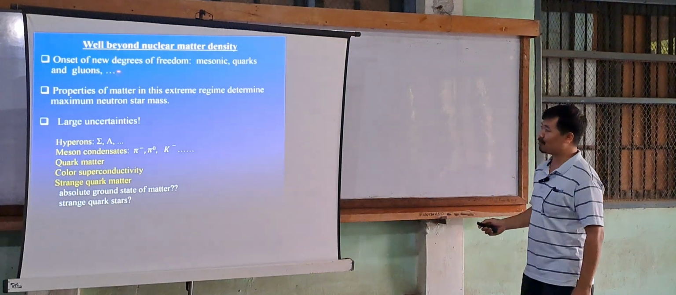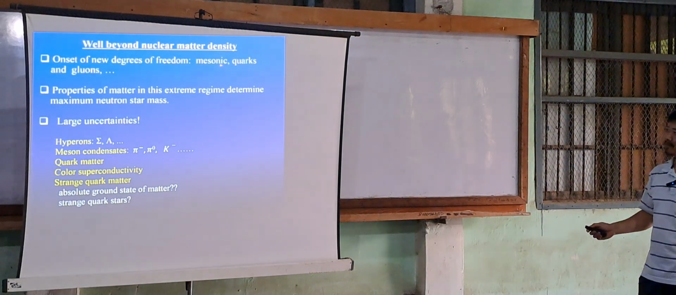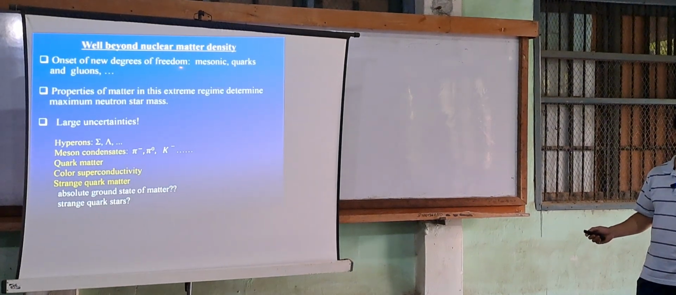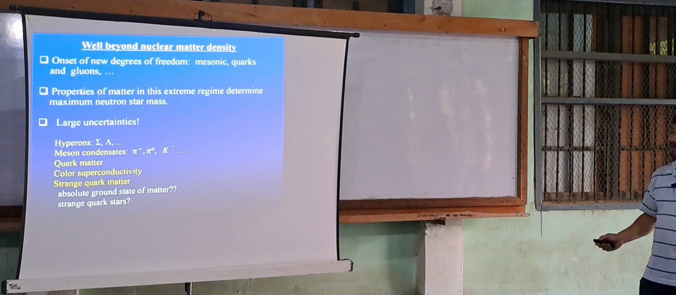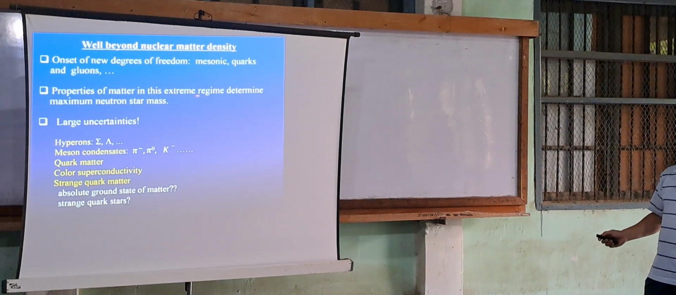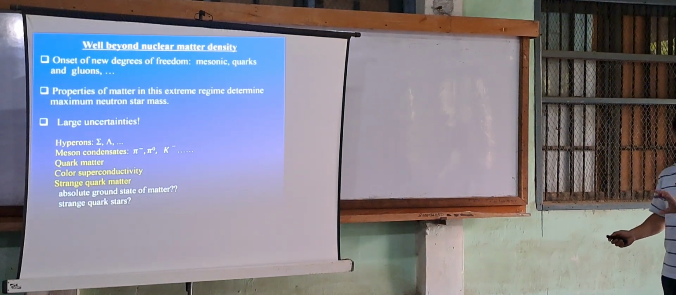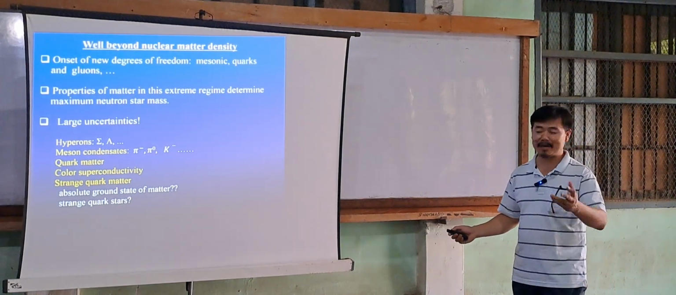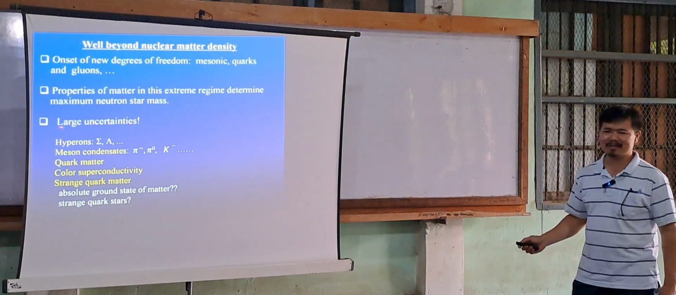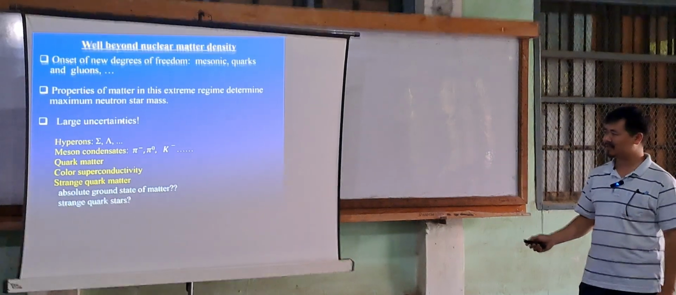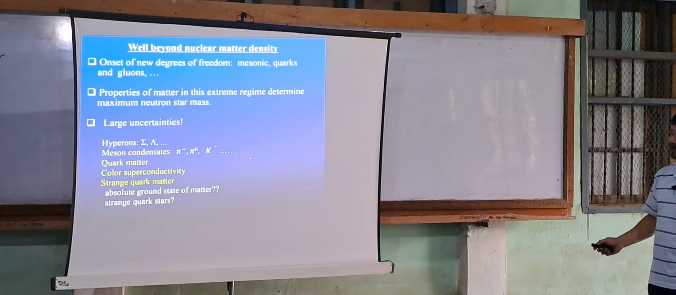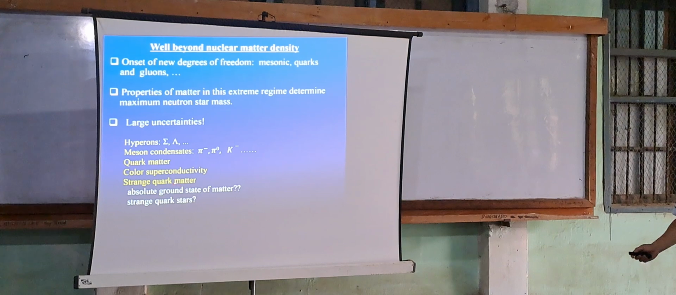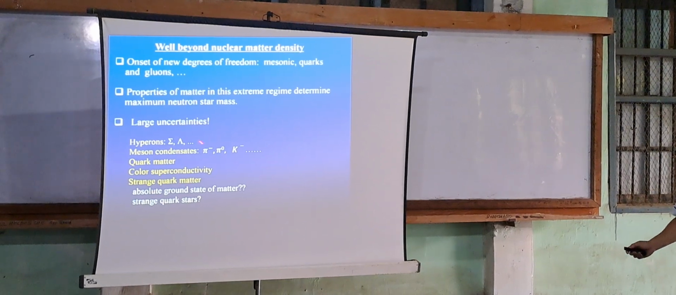So, a lot of degrees of freedom are there because of many particles coming in: mesons, quarks, gluons, and what else. Many things can be discovered here. In this regime, the particles inside will decide what the maximum mass is going to be, depending upon what particles are there. Yes, a lot of things we don't know yet, and the physics is still improving. Hyperons will be there, meson condensations, quark matter, everything, and we are still questioning all these things as of now.